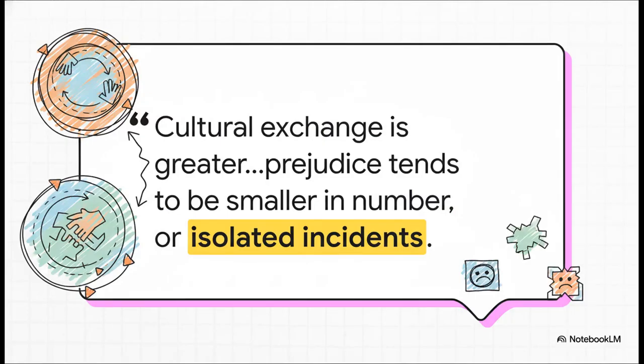And check this out. This is what a top-level weighing statement looks like, taken straight from an official marking scheme. See the logic? It's not just a feeling. It argues that cultural exchange is greater because it's a widespread majority experience in Singapore, while prejudice, though serious, often comes from isolated incidents. That comparison of scale, that right there is what effective weighing is all about.